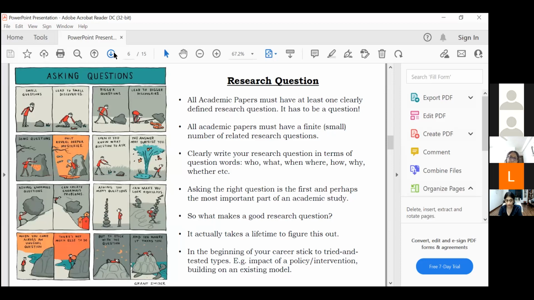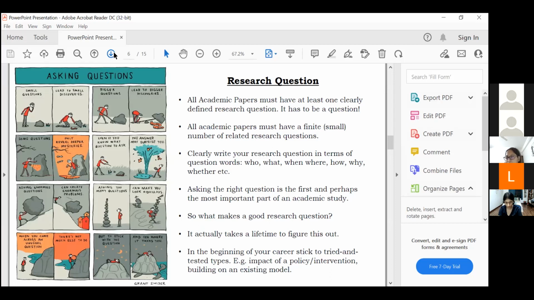But at the same time, you can have more than one research question, but make sure you have a finite number of related research questions. So just because you're allowed to ask research questions and answer them, don't try to answer too many research questions, even if they are related, in one paper, okay? Because A, you don't want to confuse your audience, and B, the more questions you ask, your ability to answer them becomes limited in one paper.